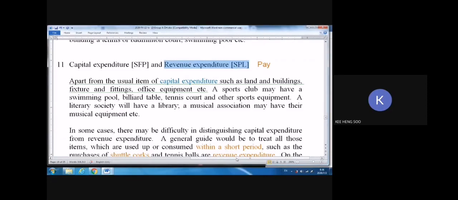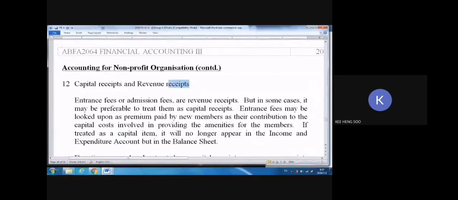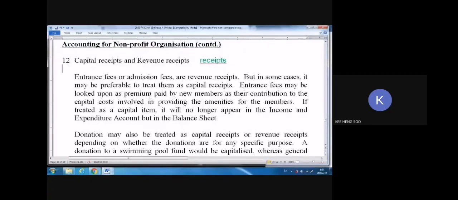So now, this one is your receipt. Capital receipt and revenue receipt. So this one will be your receipt. You receive money, maybe in your bank account. This money received is debited to your bank account. Receipt. So when you receive money, look at here. Entrance fees is one of the examples.